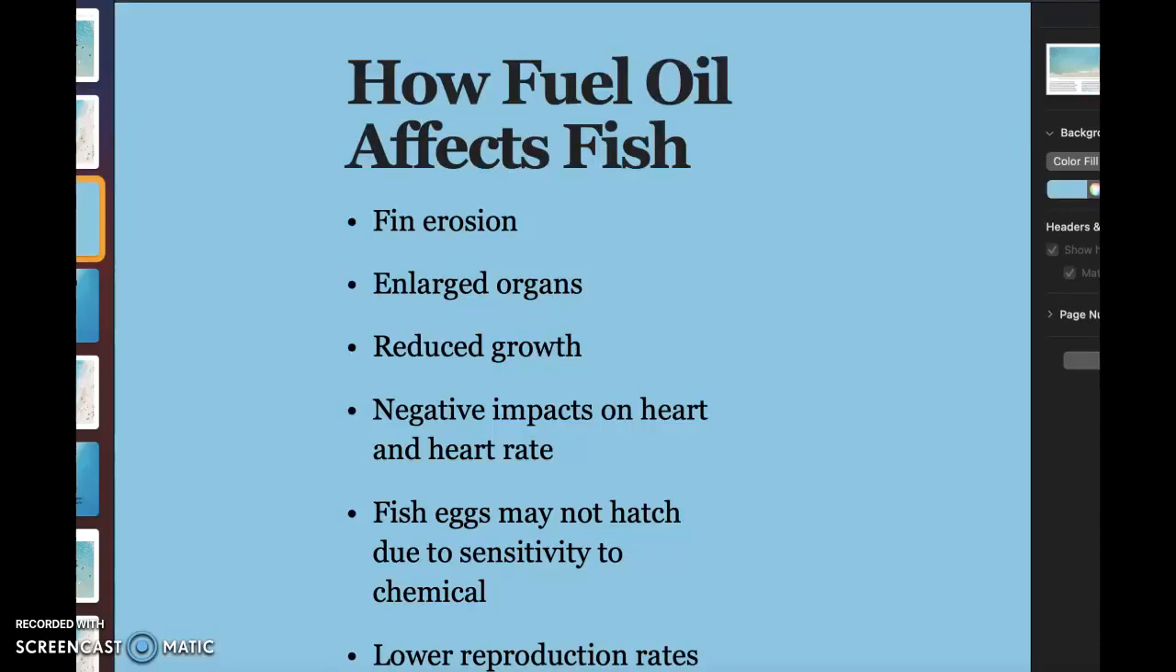So how does this oil affect fish? There's several different ways that it negatively impacts these fish, some being through fin erosion, enlarged organs, reduced growth, negative impacts on the heart and heart rate, so changing their heart rate, and all these can be fatal, especially when it affects the heart. This also causes fish eggs to not hatch. There have been several times where when these oil spills are being cleaned up, when it's a severe oil spill, they'll find several fish eggs that didn't hatch because it was a fatal spill and it killed them basically, and lower reproduction rates.